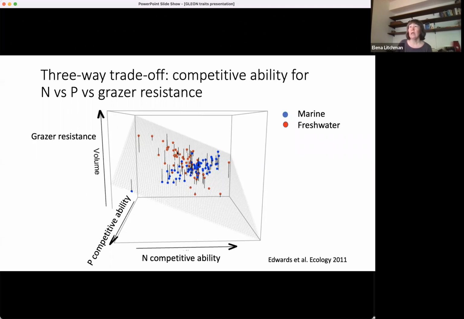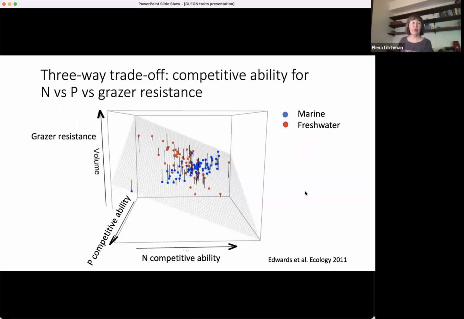Basically, it's a plane. And what was also interesting is that marine and freshwater groups occupied different parts of this plane, basically showing that there are different trade-offs important in two different environments, in marine versus freshwater. So for freshwater environments, we saw a negative correlation between nitrogen and phosphorus competitive ability, while in marine environments, we saw a positive correlation between nitrogen and phosphorus competitive ability. And there was a larger variation in grazer resistance in the freshwater realm, which was also interesting.